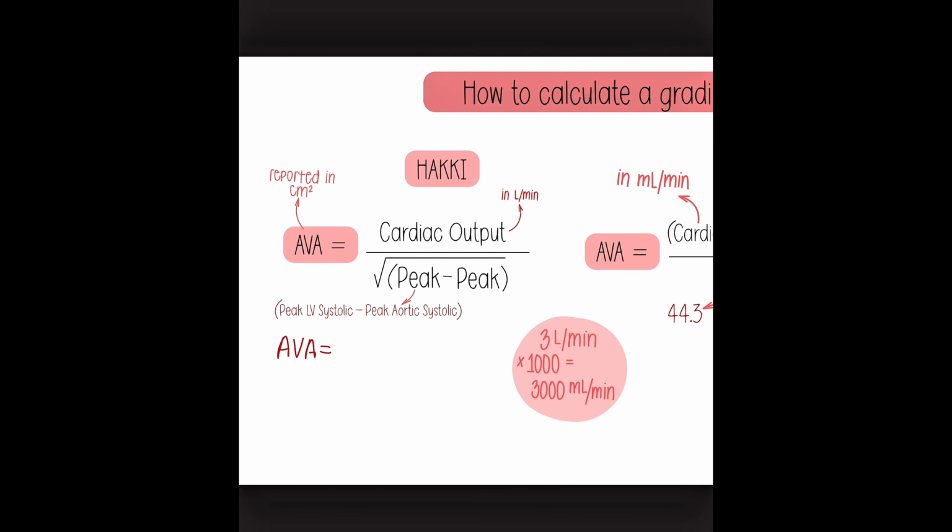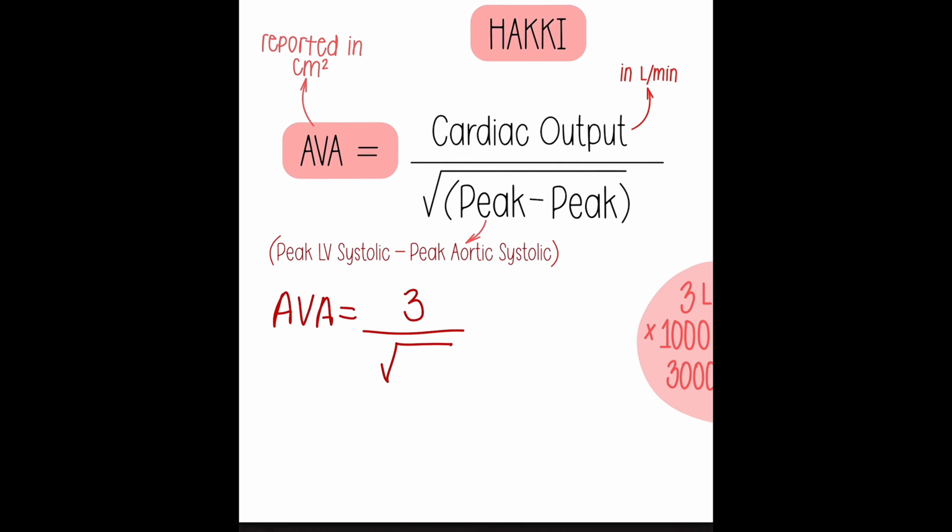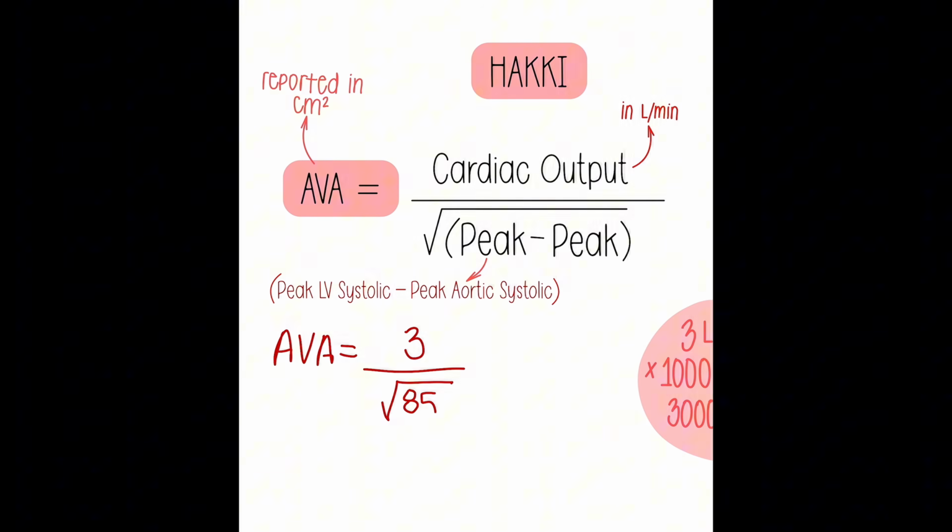And what you're going to do is the aortic valve area equals whatever the cardiac output is, and this is important. The difference between the two, cardiac output for Hakki uses liters per minute, and in the Gorlin it uses milliliters per minute. So let's just say it is 3 liters per minute over the square root of the peak to peak. So let's use the one we just got. All right, we got 85 millimeters of mercury.